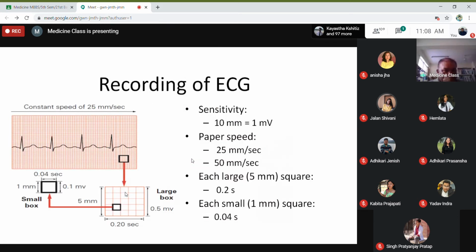Now this is what it is. 10 millimeters equals 1 millivolt, and paper speed is 25 millimeters per second. Sometimes we go for 50 millimeters per second, then we have to calculate accordingly. Its large square would be 0.2 and its small square is equal to 0.04 seconds. So this is what we are talking about.